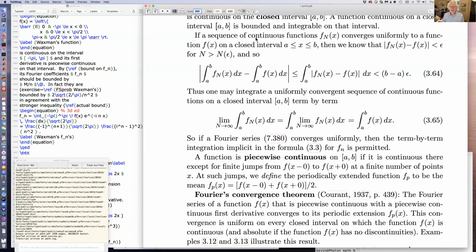So now, if a sequence of continuous functions converges uniformly to a function f of x on a closed interval, then we know that the error is less than epsilon as long as n is sufficiently big. And so we can say that the difference between these two integrals is less than or equal to the integral of the absolute value of the difference, and that's less than epsilon times the length, given by dx there, which gives b minus a. And so as epsilon goes to 0, these two things are equal.